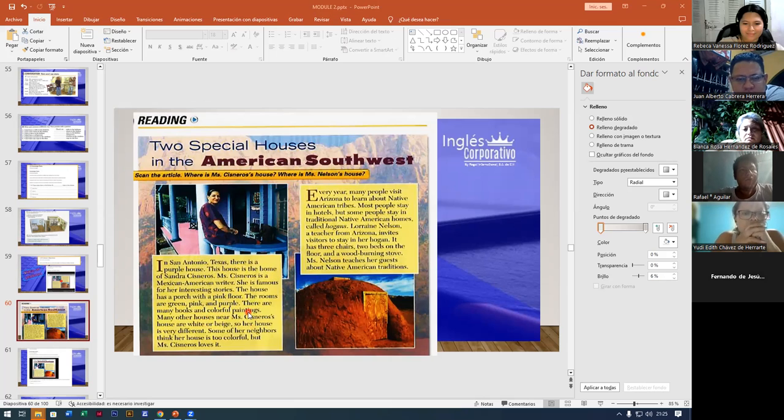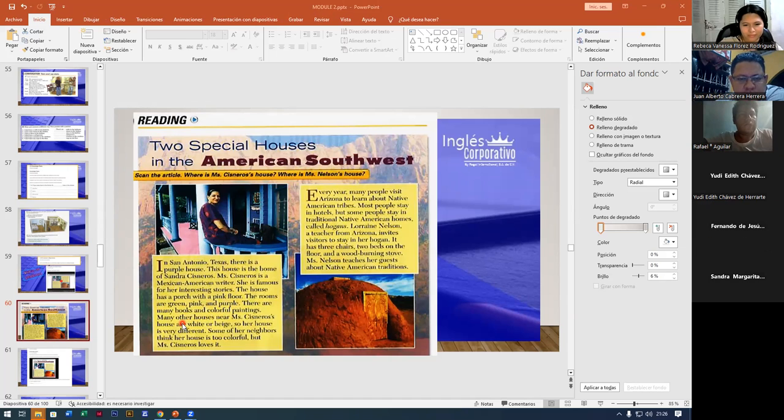So what are the colors? Green, okay. The rooms are green, pink, and purple. That's good. It says that there are many books, the colorful paintings, and that her house is very different than the others, right? Her neighbors' houses are beige, or probably some other simple colors. So those are the things that it has. Now, let's check the next reading.